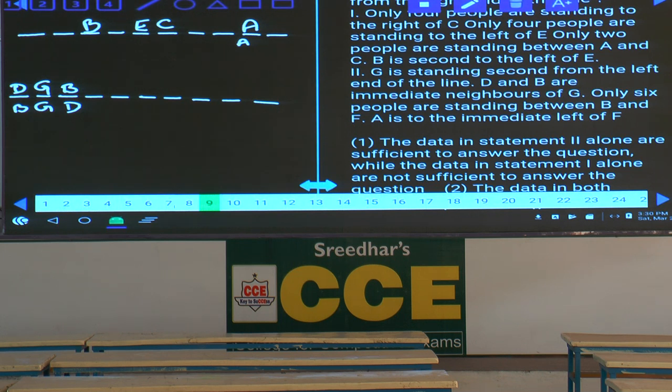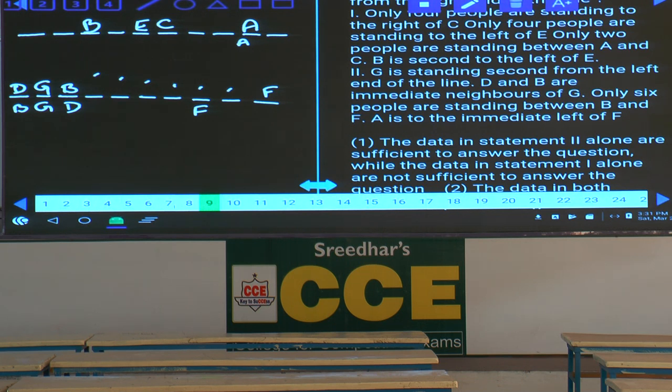Now D and B are immediate neighbors of G. Only 6 people are standing between B and F. B and F, there are exactly 6, 1, 2, 3, 4, 5, 6. Hence, F will be here in the first case. And in the second case, 3, 4, 5, 6, F will be here. Are you following this one or not? Again, 2 possibilities to this, B and F. 6 people between B and F.